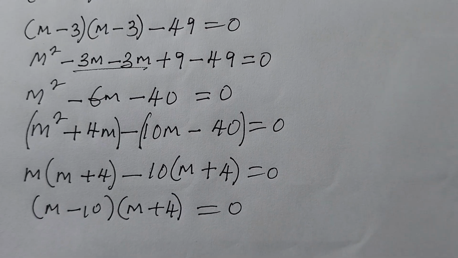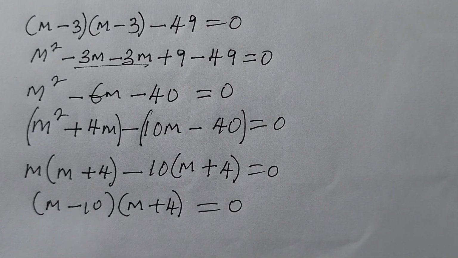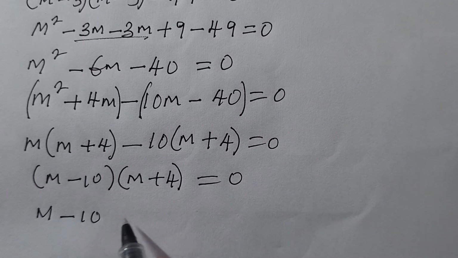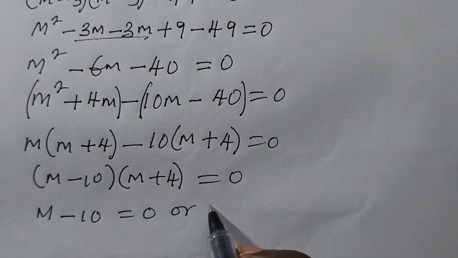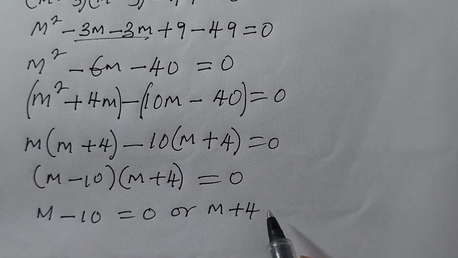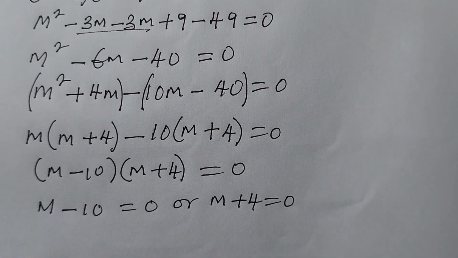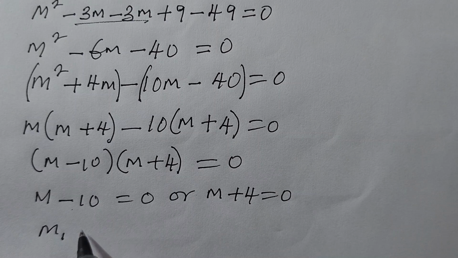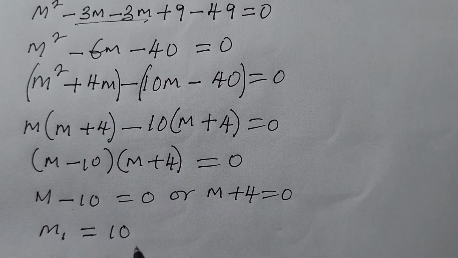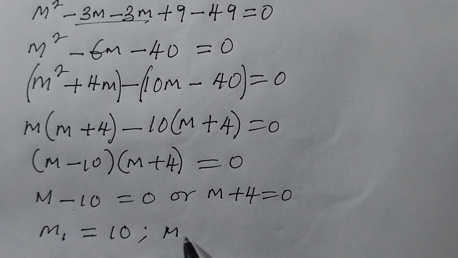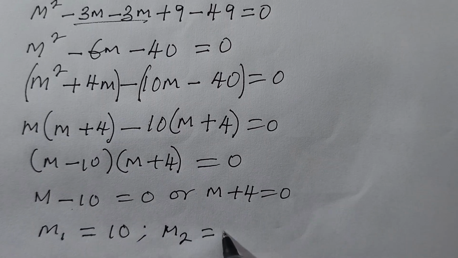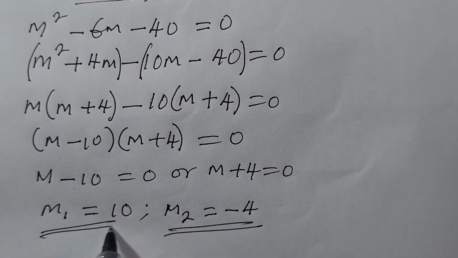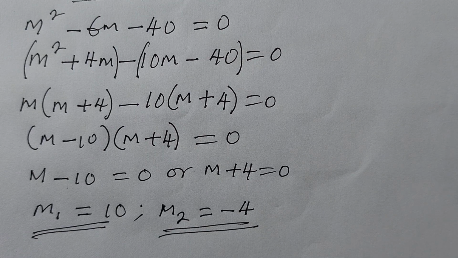So we have two cases here. Let's take the first one. We have m minus 10 equal to 0, or m plus 4 equal to 0. If we send these to the other side, we now have m1 is equal to 10 and m2 equal to minus 4. So let's keep these two answers, and these are real solutions.